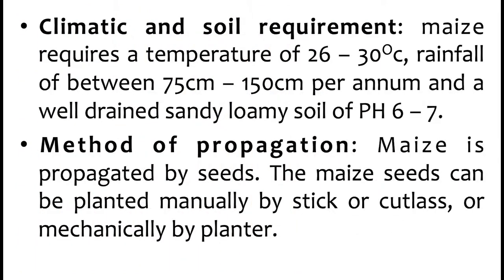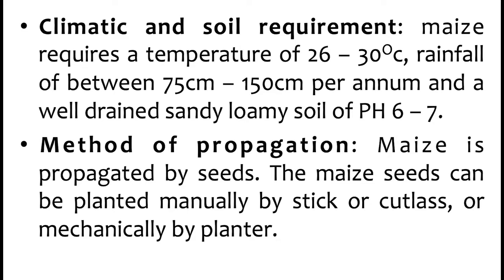Now let's look at the climatic and soil requirements of maize production. Maize requires a temperature of about 26 to 30 degrees and it needs rainfall of about 75 centimeters to 150 centimeters per annum. It needs a well-drained, sandy, loamy soil. It also needs a pH of about 6 to 7.